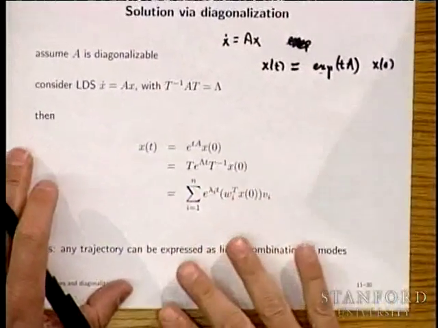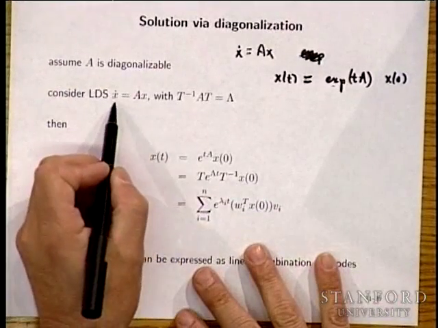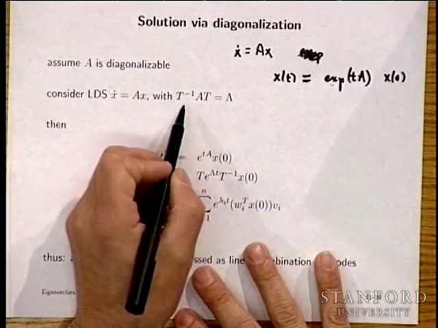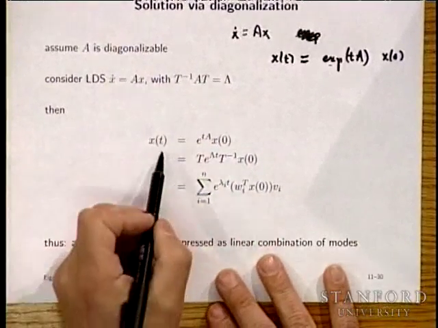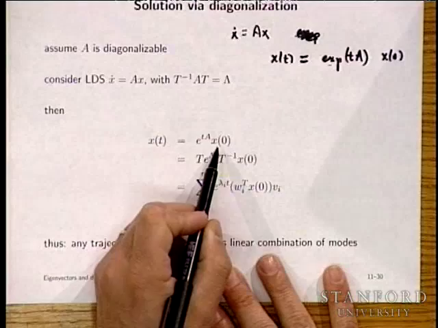Okay. Well, let's start with x dot equals Ax. T inverse AT is lambda. x of t is e to the tA x of 0. That's the solution.